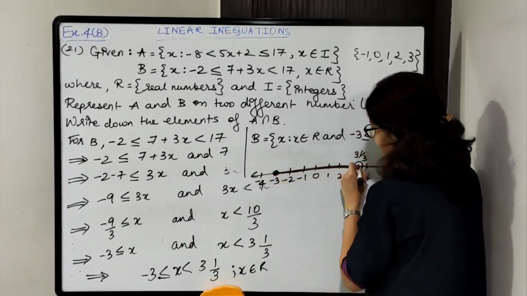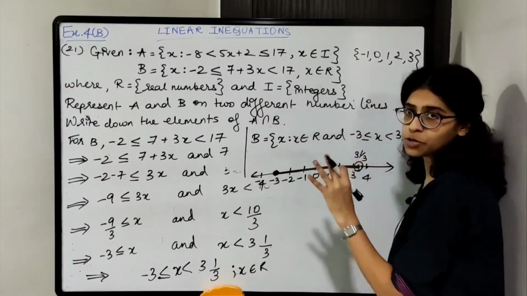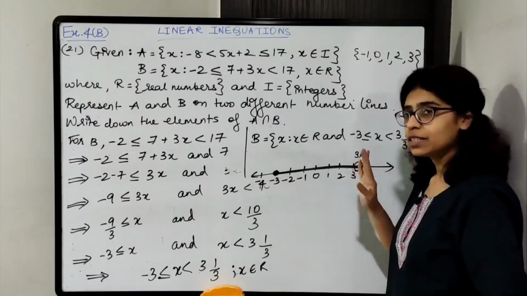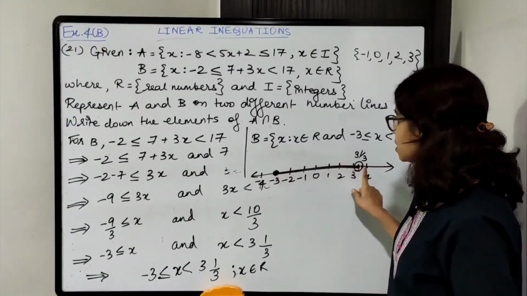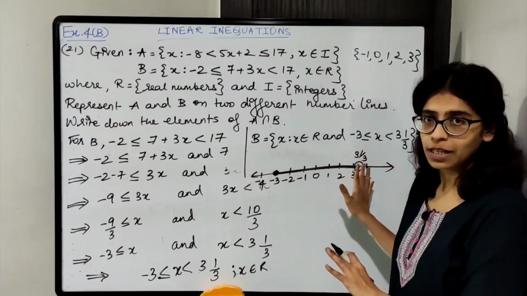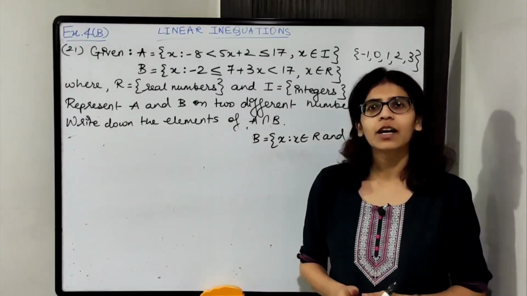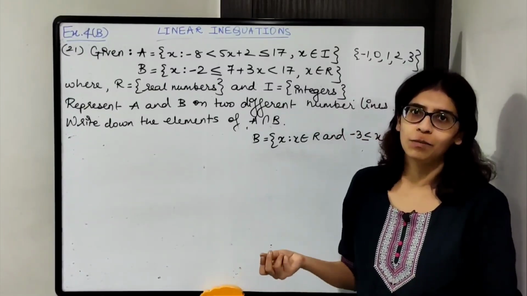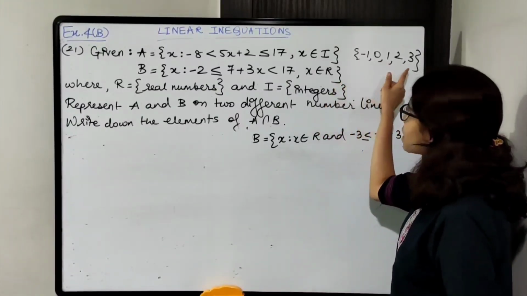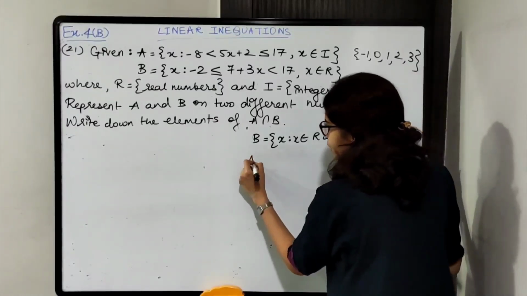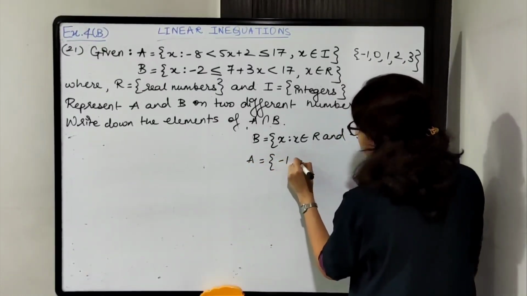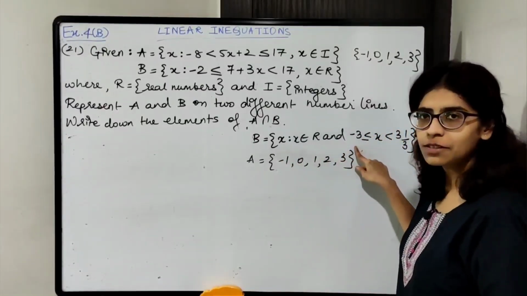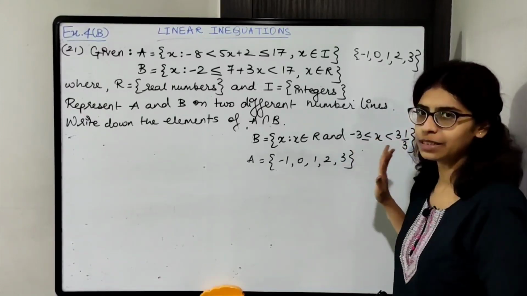Real numbers का set है. Okay, any value is possible from -3 to 3 1 by 3. Okay, where 3 1 by 3 is not included. So this is the solution set, that is, this is the plotting on the number line. Okay, for the solution set. Now we need to find A intersection B, that is elements common in A and B both. A ka elements I have already written over here, so I will rewrite over here. It is -1, 0, 1, 2, 3. And B ka elements, it ranges from -3 to 3 1 by 3.